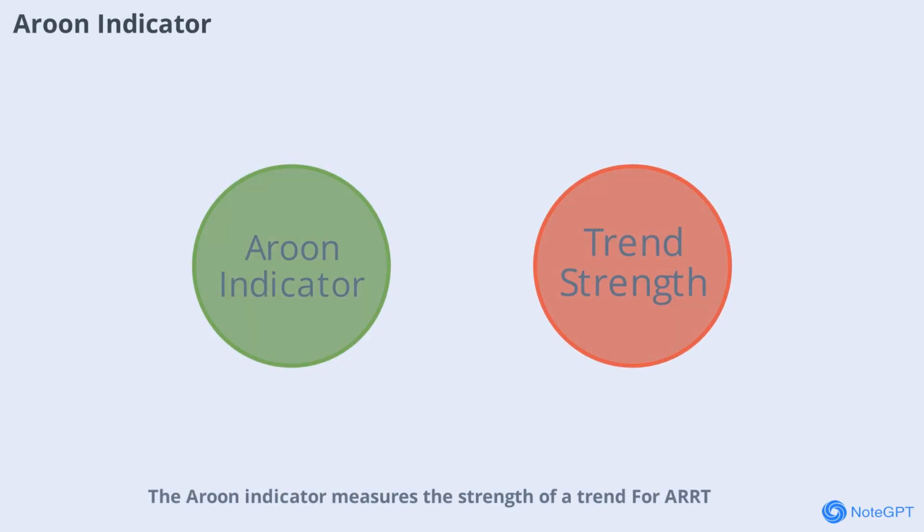ARRT indicator measures the strength of a trend. For ARRT, the ARRT down is at 100 while the ARRT up is only 28. This stark contrast indicates that the stock has been hitting new lows far more frequently than new highs. The ARRT oscillator is at minus 100, reinforcing the dominance of the downtrend. This indicator is particularly useful for confirming the overall bearish sentiment.